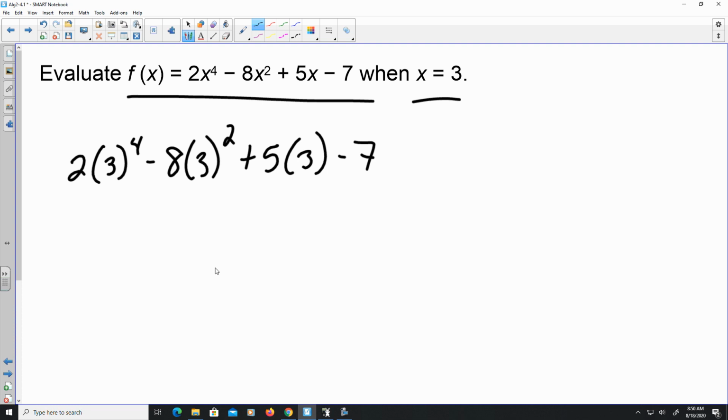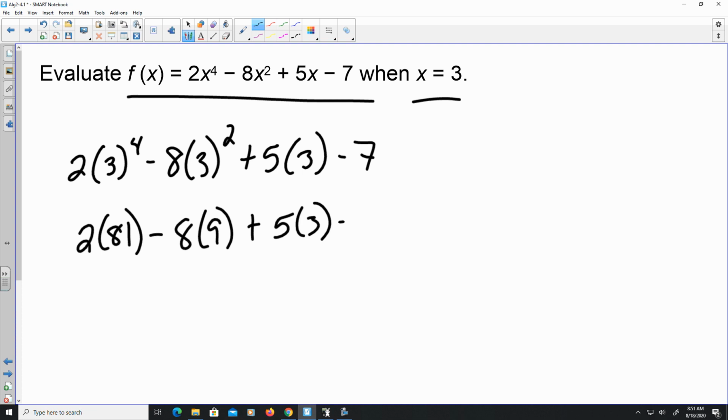So order of operations says we've got to take care of the exponent. So 3 to the fourth power is what, 81. So it's going to be 2 times 81 minus 8 times 9, because 3 squared is 9, and then I'm going to go plus 5 times 3 minus 7.